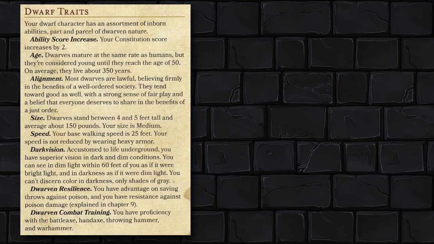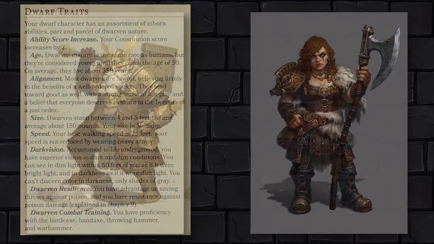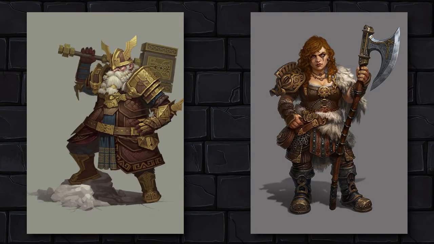Dwarven combat training, you have proficiency with the battle axe, hand axe, throwing hammer, and warhammer. Yeah, dwarves are all about axes and hammers, and if you didn't know that before, think about it. Makes a lot of sense. Heavy crushing weapons, kind of fits into the whole mold.